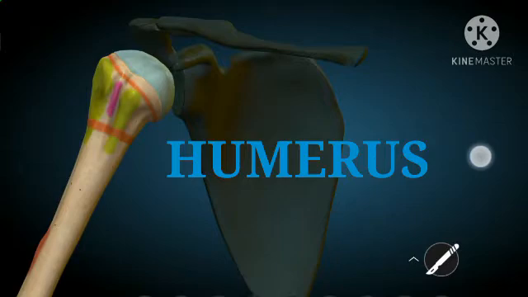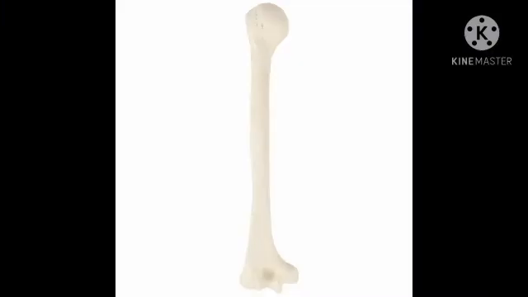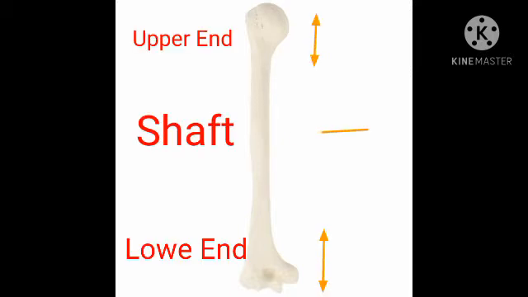Today we want to focus on the humeral bone. This one is the longest and heaviest bone of the upper limb, and superiorly it articulates with the glenoid cavity of the scapula, and inferiorly it articulates with the head of the radial bone, and it also articulates with the ulna. It's generally divided into three parts: the upper end, the lower end, and the shaft.